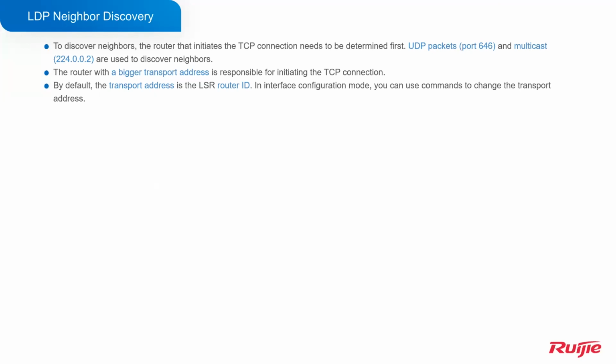And about the route ID, you have manually configured the IP address. And you also can use a command to change the transport address. The transport address must be reachable, because we have to use a TCP connection to help us push the message out.